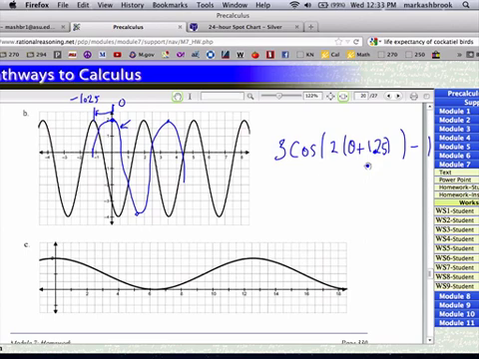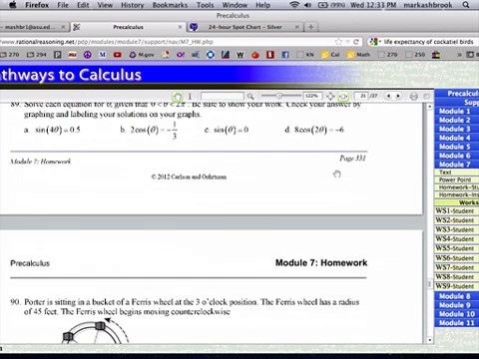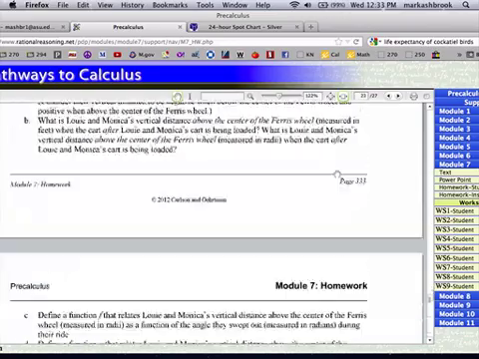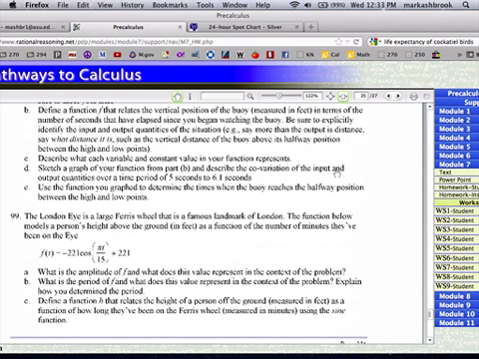Okay, what else? Is it like 98 and 99 or something? Take your pick.